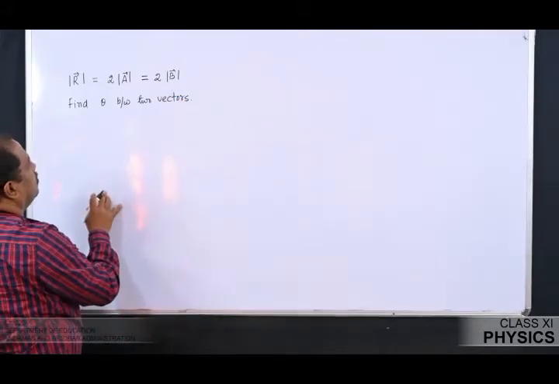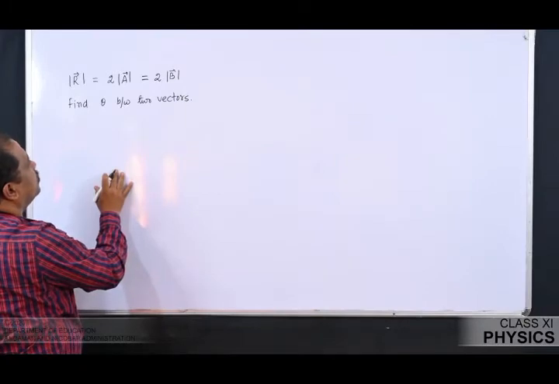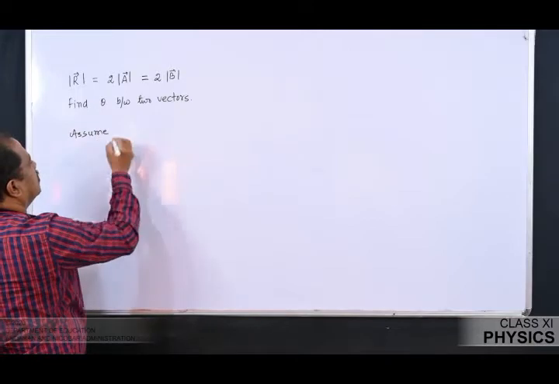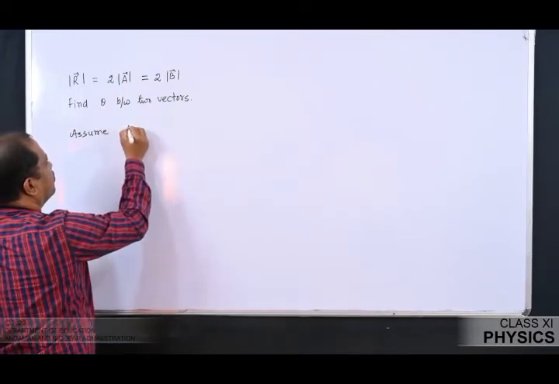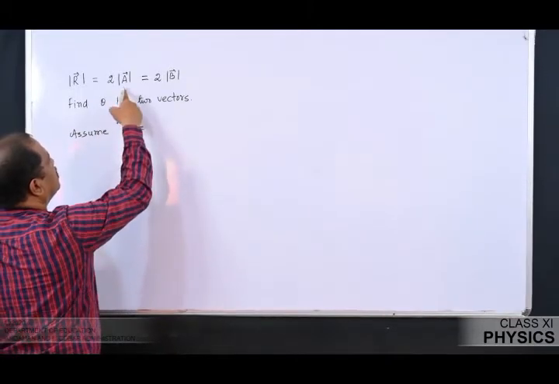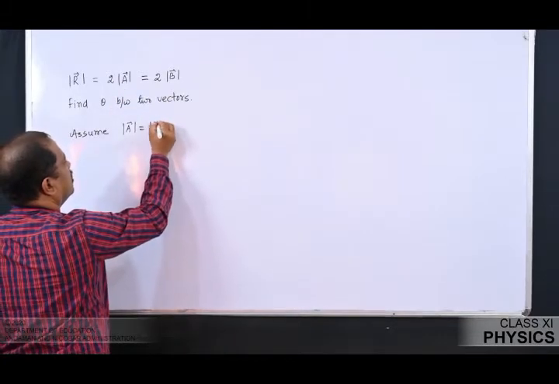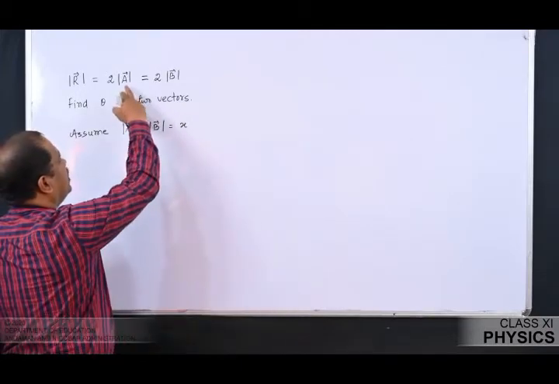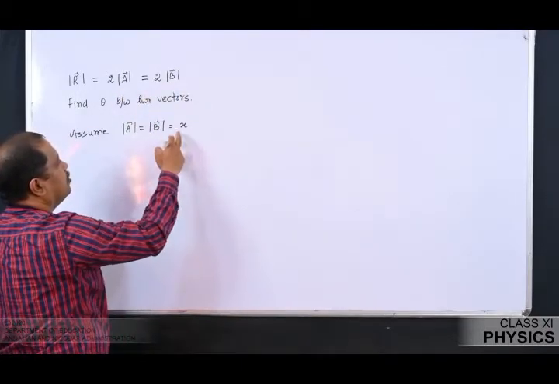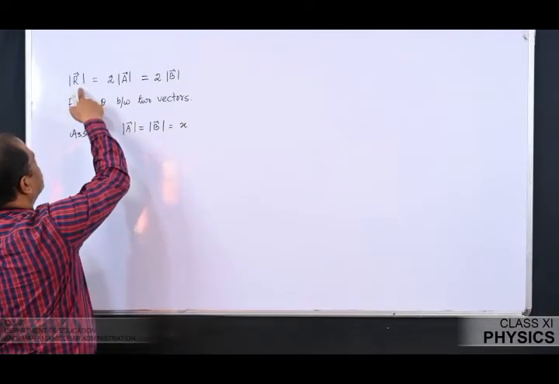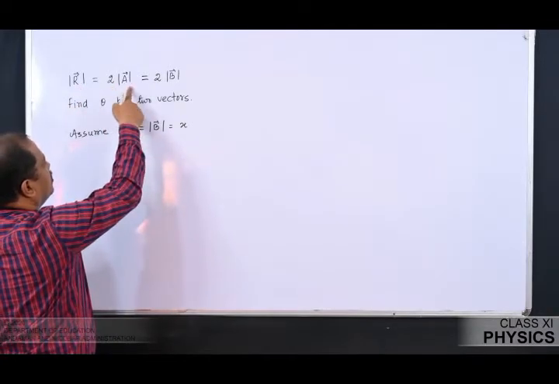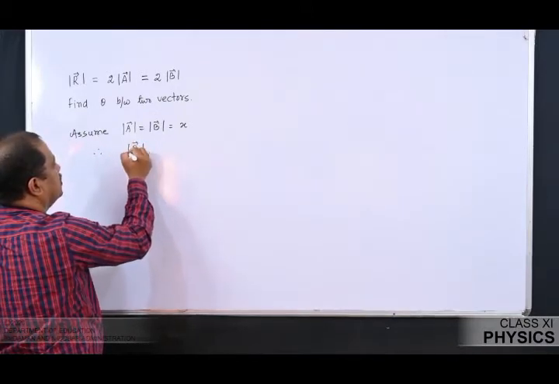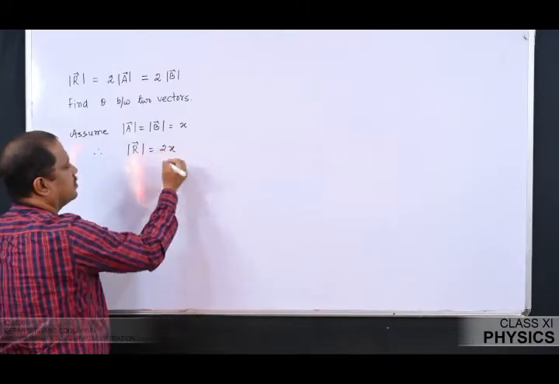So to solve, what I am going to do is, I am going to assume that the magnitude of vector A definitely is going to be equal to the magnitude of B. I say this is equal to X, this is equal to X. So if the magnitude of A and B is equal to X, in that case the resultant will have a magnitude of twice the magnitude of this. Therefore, I see that the magnitude of the resultant vector is going to be twice X.